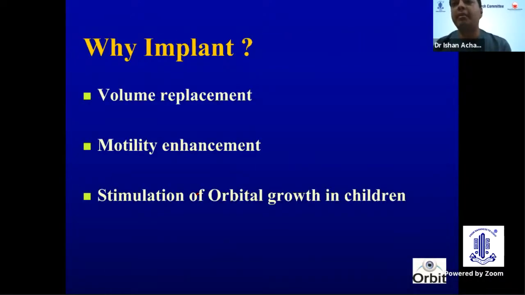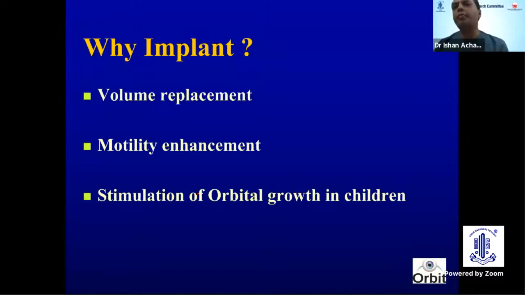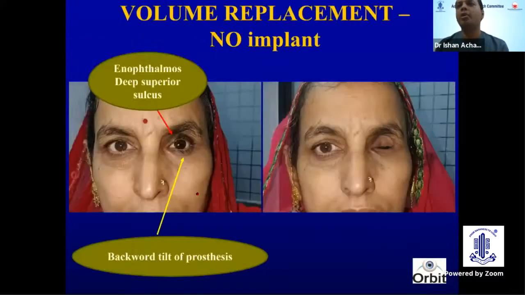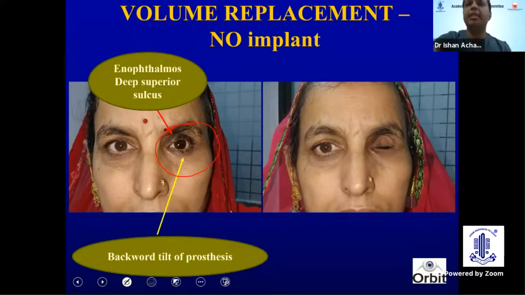Why is an implant required after doing any enucleation or evisceration? Basically, the main purposes are volume replacement and motility enhancement. In congenital anophthalmos, the orbital implant will stimulate growth in children. If no implant is put, you can see here the significant anophthalmos.